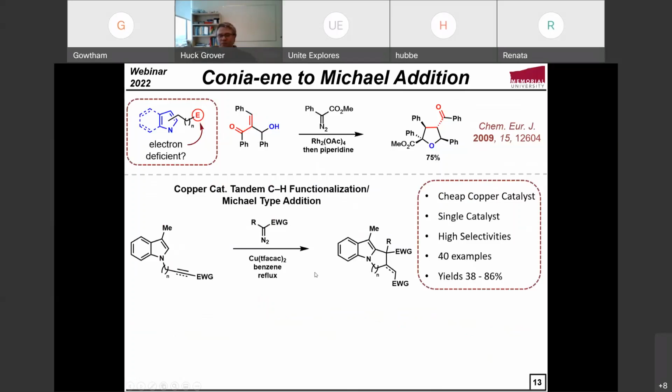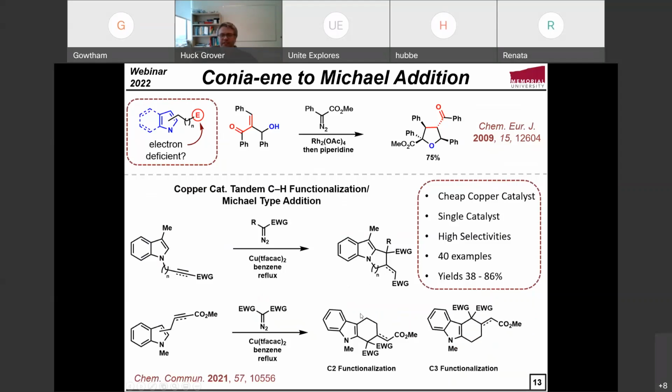And without going into too much detail, we developed very recently this copper catalyzed variant of our reaction that undergoes CH insertion followed by a Michael type addition, and we were able to expand this to a variety of different useful substrates. We published this a little earlier last year. It's a pretty neat paper with some high selectivities. We form one geometric isomer when we do have the triple bond incorporated into our starting materials.